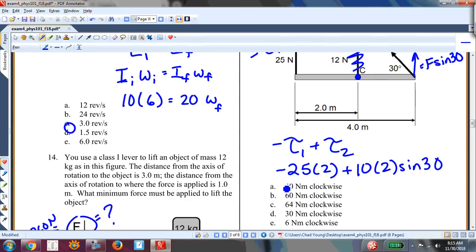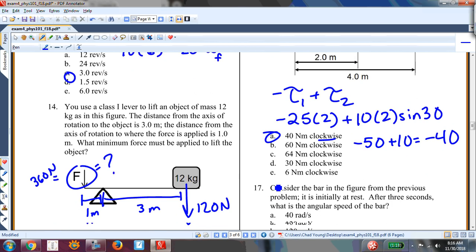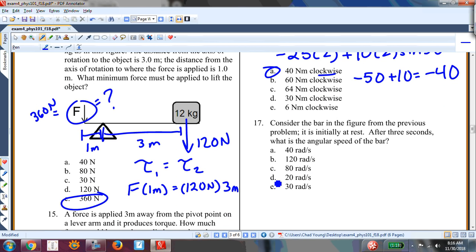Oops. Negative 50 plus 10 is equal to negative 40. The negative says it's clockwise, so A is the right answer. And then after 3 seconds, what is the angular speed of the bar?